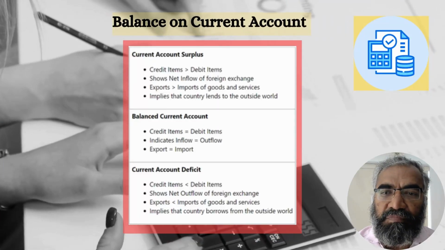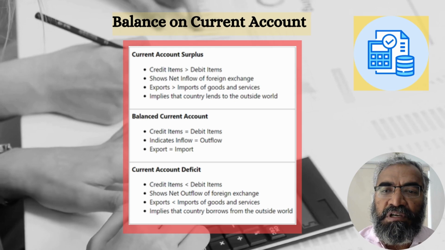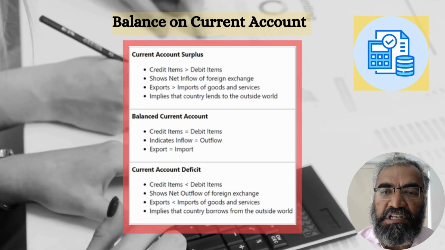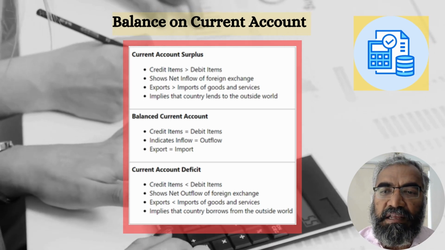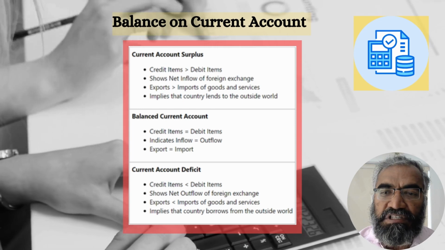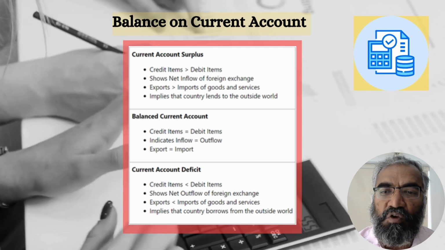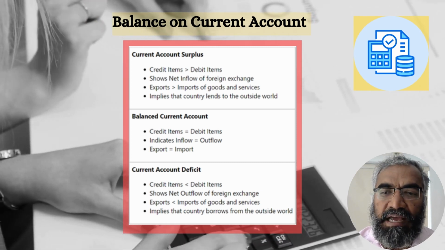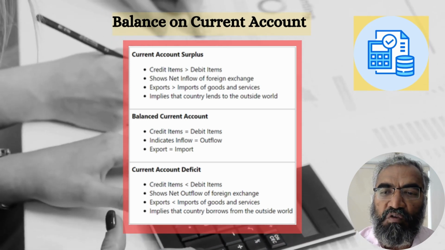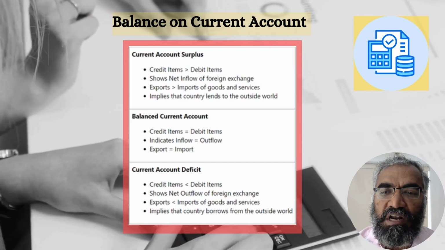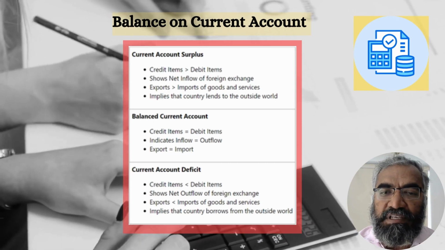Balance on current account. Current account surplus. It means credit items are more than debit items, shows net inflow of foreign exchange. Exports are more than imports of goods and services, implies that country lends to the outside world. Balanced current account shows that credit items are equal to debit items, indicates inflow is equal to outflow and export is equal to import. Current account deficit. It means credit items are less than debit items, shows net outflow of foreign exchange. Exports are less than imports of goods and services, implies that country borrows from the outside world.